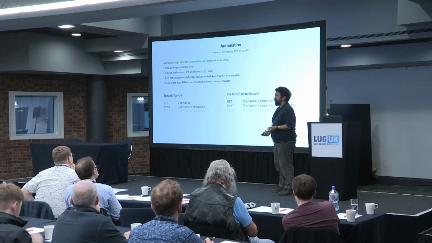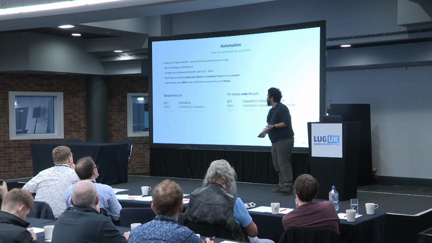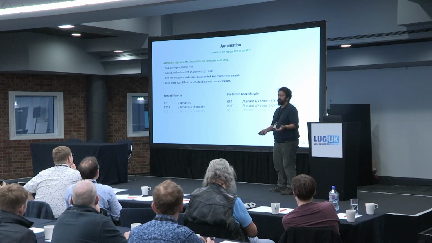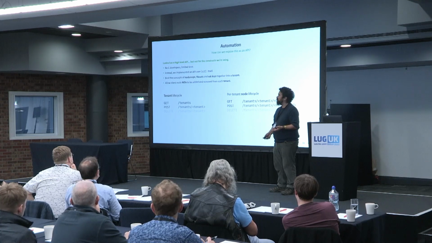And then we had the problem of actually having to automate it. And so again, we're going to gun for two APIs here. We want one for tenants. We're going to do REST because it's simple and everyone understands it. And then we want another one for node lifecycles within those tenants.